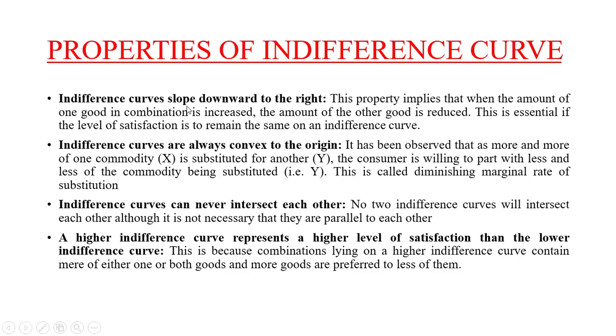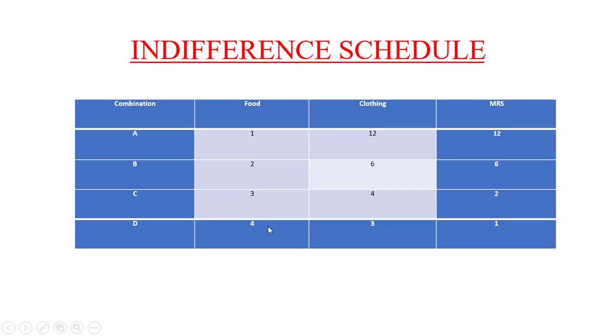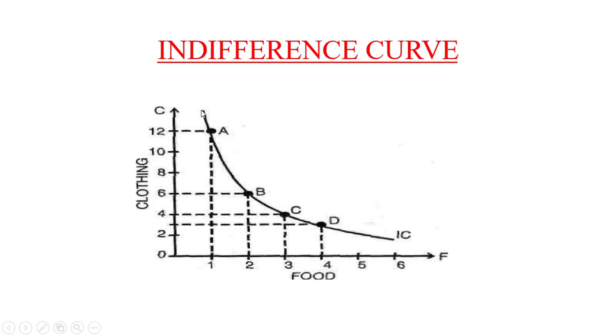Now first, indifference curves slope downwards to the right. That is the first property of the indifference curve. Indifference curves slope downwards to the right, same as the demand curve which we have learned before. Why is it sloping downward? When the amount of one good in the combination is increased, the amount of the other good is reduced. So here you can see, I have already told you in the previous slide, as the combination of one item is increasing, let's say the food is increasing, 1, 2, 3, 4, but the clothing is decreasing, right? One is increasing and one is decreasing. That's why it is an inverse relation, right? So that's why the indifference curve is going down. See, this is the indifference curve, it is going down.